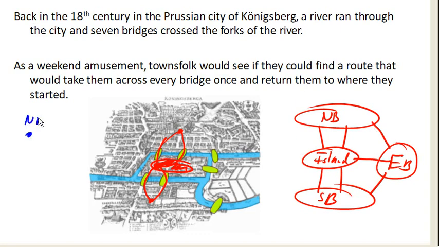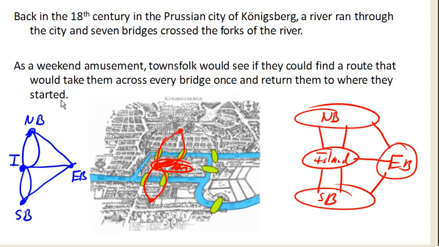And the island could be represented by a single vertex, and the south bank by a single vertex, and the east bank by a single vertex. And there are 2 routes to get from the north bank to the island, 2 routes to get from the south bank to the island, 1 route here, 1 route here, and 1 route here. And so here is a simplified graph that represents this scenario.